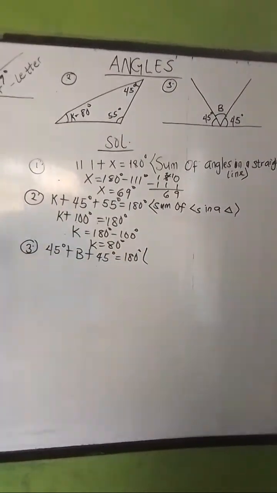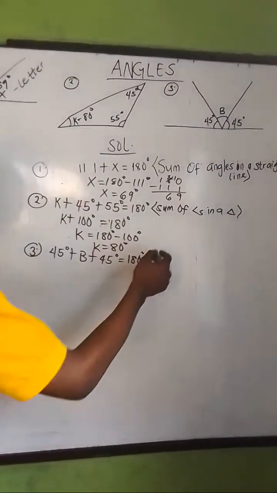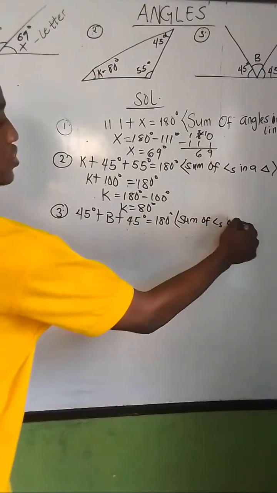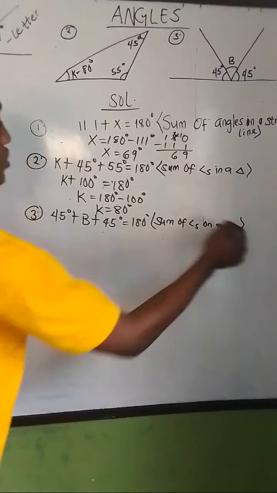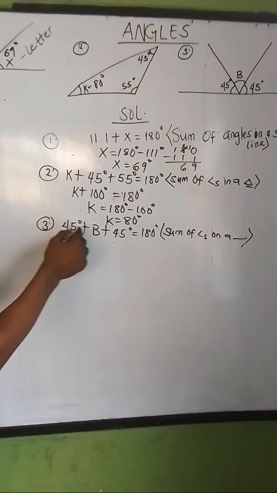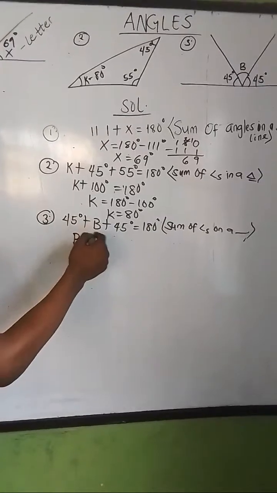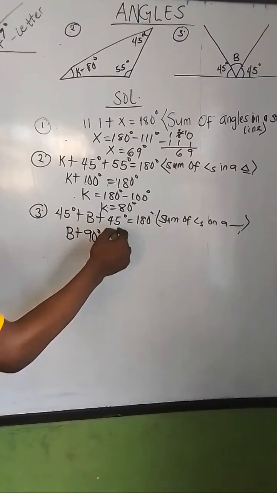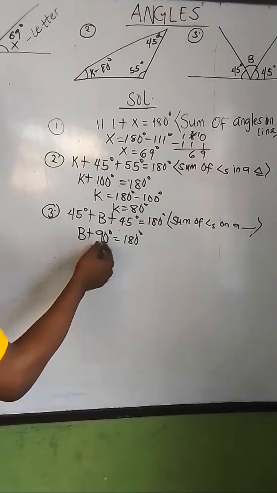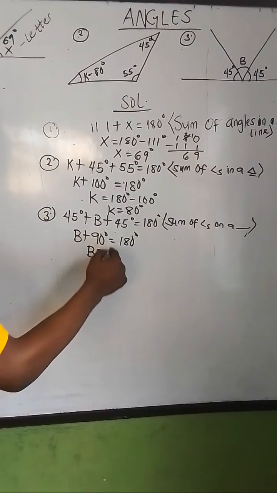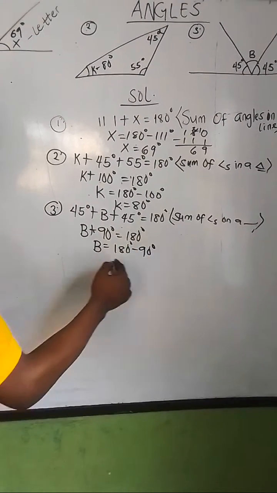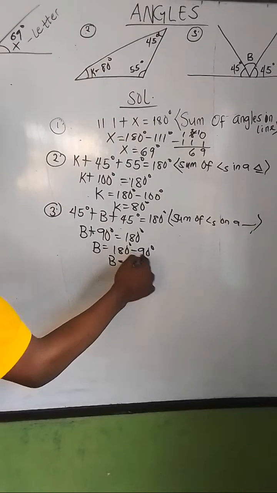And as usual, we put our reason. Sum of angles on a straight line. I'm just using this as the short form of it. So here we have b plus 45 plus 45 equals 180 degrees, and from here we collect like terms. b equals 180 degrees minus 90 degrees. B is then equal to 90 degrees.